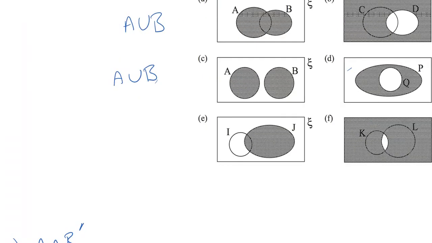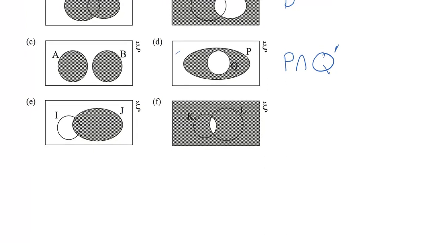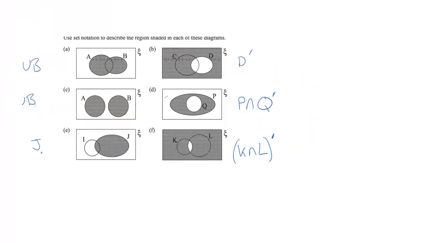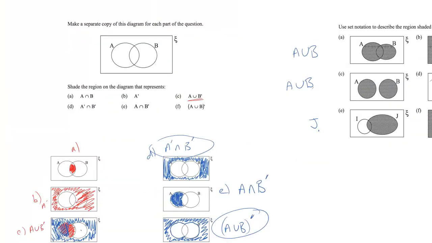In E, this is fairly straightforward. It's just the set J. Okay, and F, there's a few ways of writing this, but the area that isn't shaded is K intersect L. So the area that is shaded is K intersect L dash, or the complement of K intersect L. Okay, I hope that helps you to understand how to shade in and work with Venn diagrams.